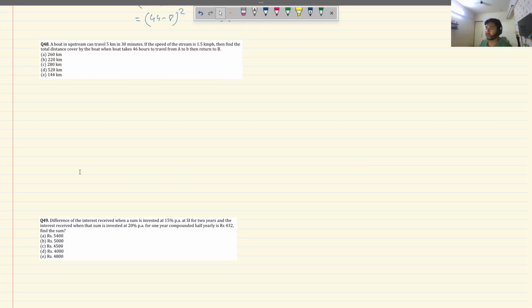A boat in upstream can travel 5 kilometers in 30 seconds. Sorry, a boat in upstream can travel 5 kilometers in 30 minutes.